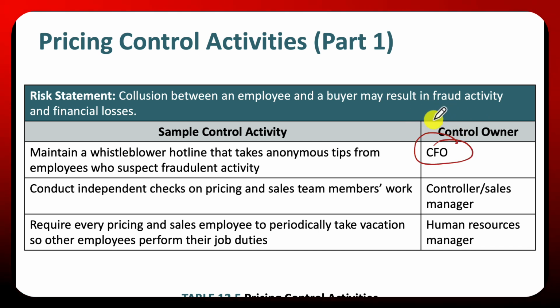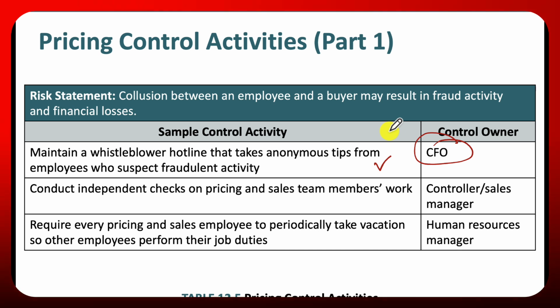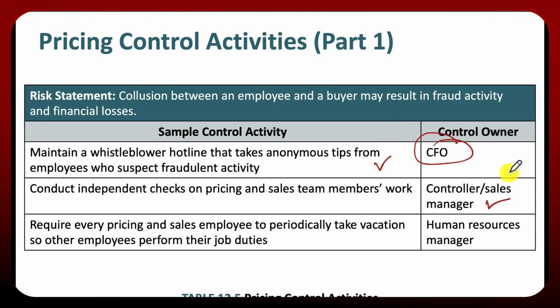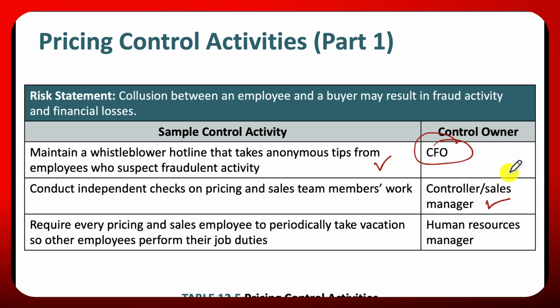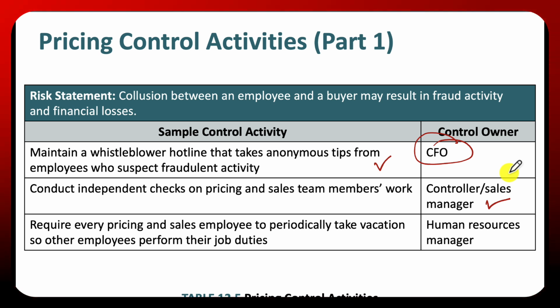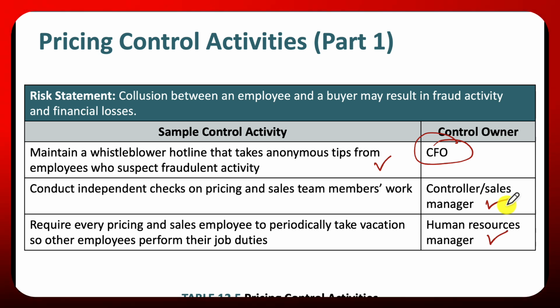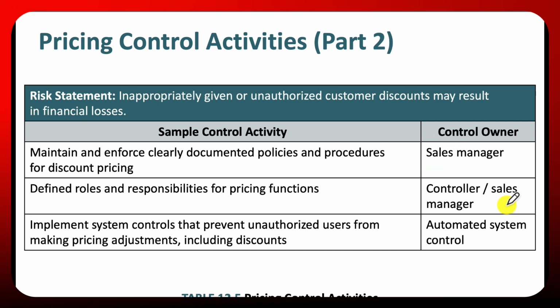So the CFO would maintain a whistleblower hotline that takes anonymous tips from employees who suspect fraudulent activities. As we've probably mentioned previously, employees are probably the number one group that would commit fraud, but they are also the number one group that would help in reporting the fraud. Here we see the controller or the sales manager might conduct independent checks on price and sales team members' work. Then we have our HR manager, or human resource manager, and they might require every pricing and sales employee to periodically take vacation so that other employees can perform their job duties. That's also an excellent way to spot fraud.